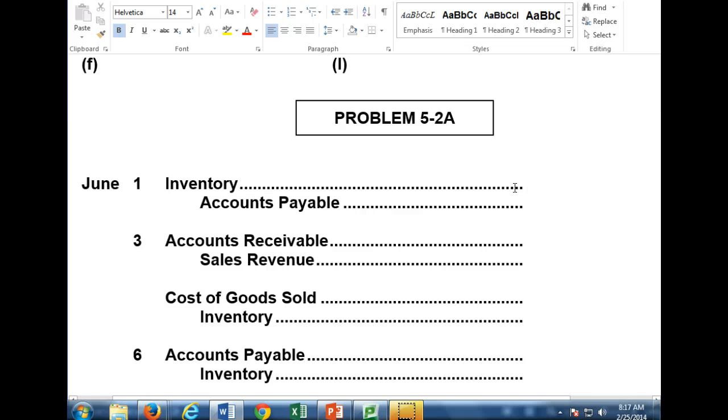What are we going to do with that first one? Debit inventory of how much? 1040. And we're going to credit accounts payable of 1040. The next one.